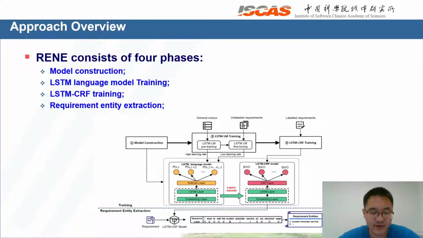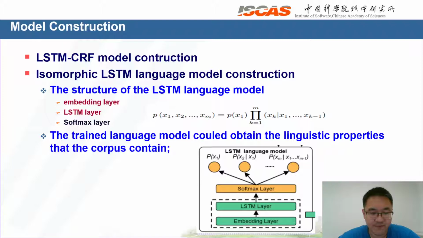RANO consists of four phases: model construction, LSTM language model training, LSTM-CRF training, and requirements entity extraction. The first phase is model construction. In this phase, RANO explores the LSTM-CRF network. In order to alleviate the problem of limited labeled data, RANO constructs an isomorphic LSTM language model. In the language model, the embedding layer and LSTM layer are the same as in the LSTM-CRF network. The softmax layer computes the probability of a word given the previous word sequence. The trained LSTM language model could obtain the linguistic knowledge.